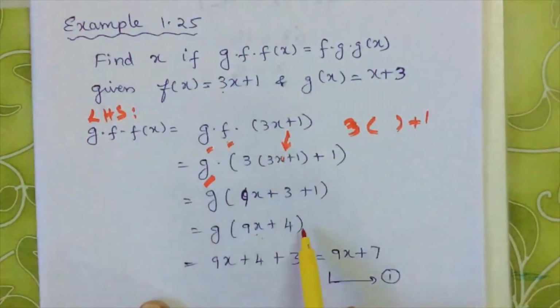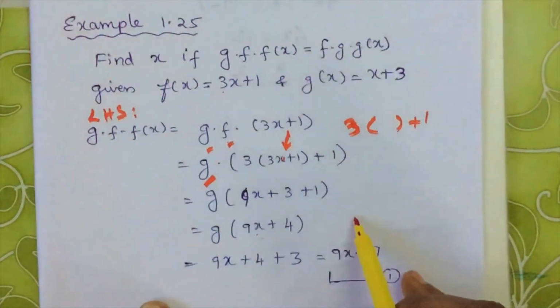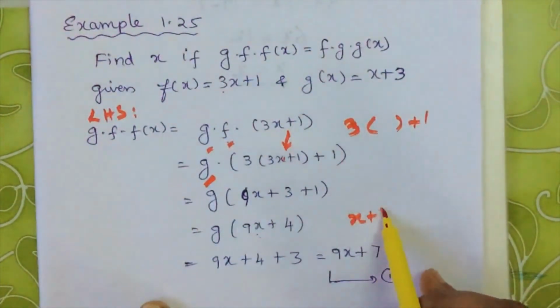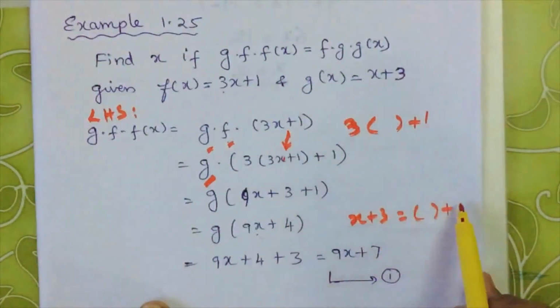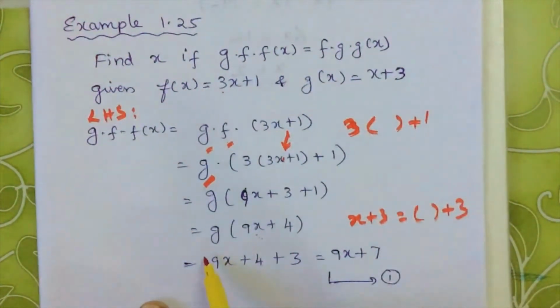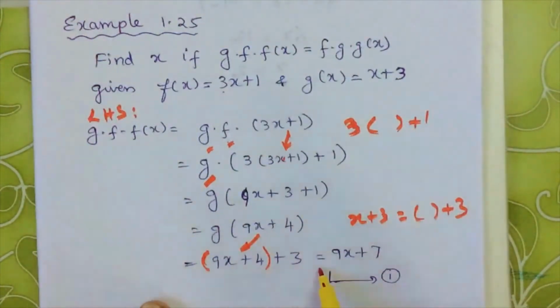So now g of 9x plus 4. What is the form of g of x? g of x is x plus 3. So how should you remember x plus 3? Remember it as something plus 3. So this is your something plus 3, and in place of something, if you write the 9x plus 4 from the previous step, you will get 9x plus 7. This is your equation 1.